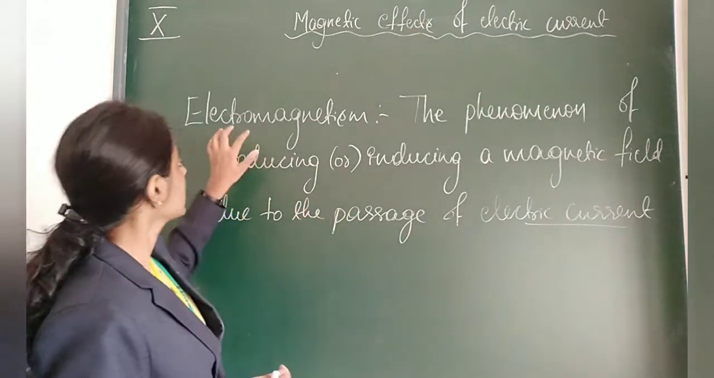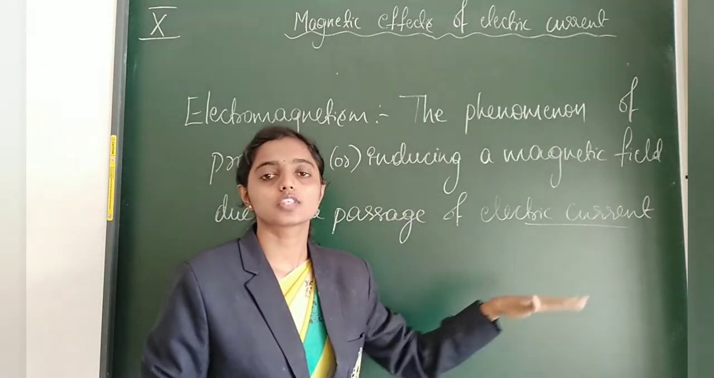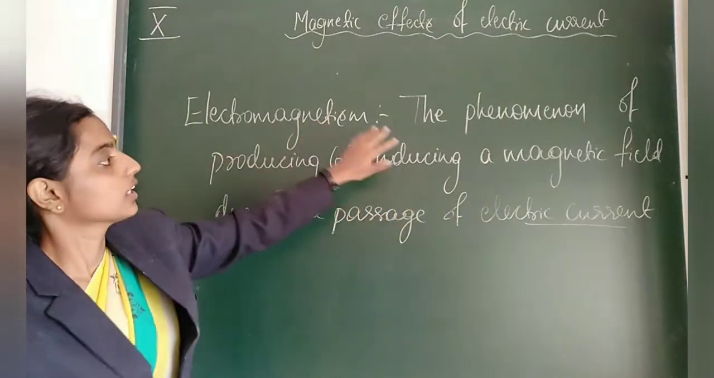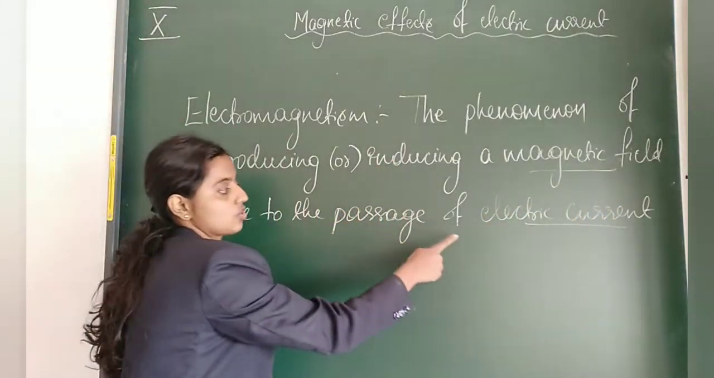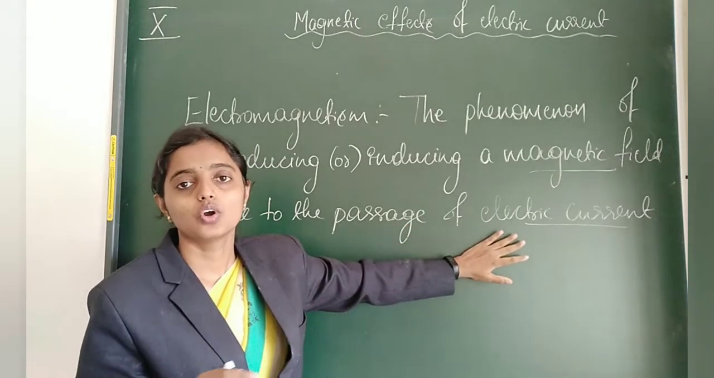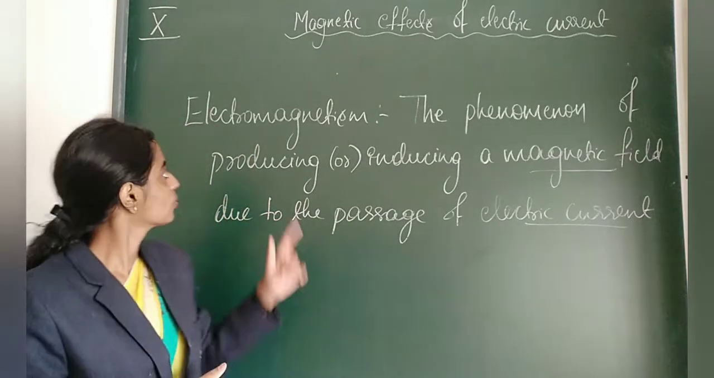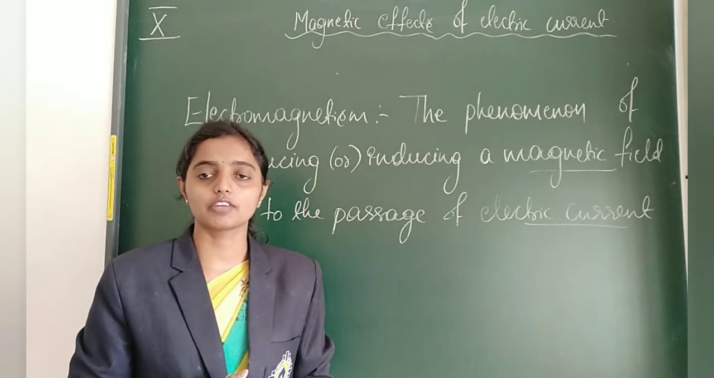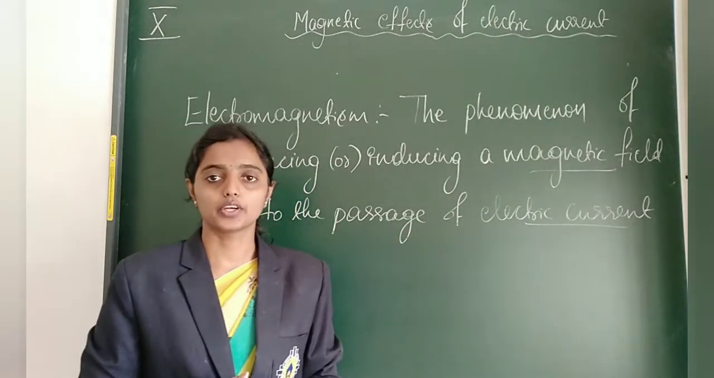That means electromagnetism is an artificial process of producing a magnetic field with the help of electric current. So we can tell it is the phenomena of producing or inducing a magnetic field due to the presence of electric current. If it is in the absence of electric current, what happens? There will be no magnetic field in that circuit or in that particular conductor. So this electromagnetism is called artificial magnetism. Why artificial? It is not a naturally occurring process. Because of electric current, it will produce the field.